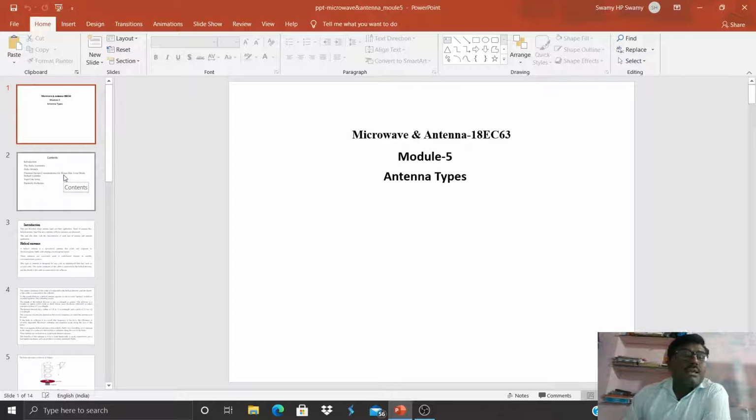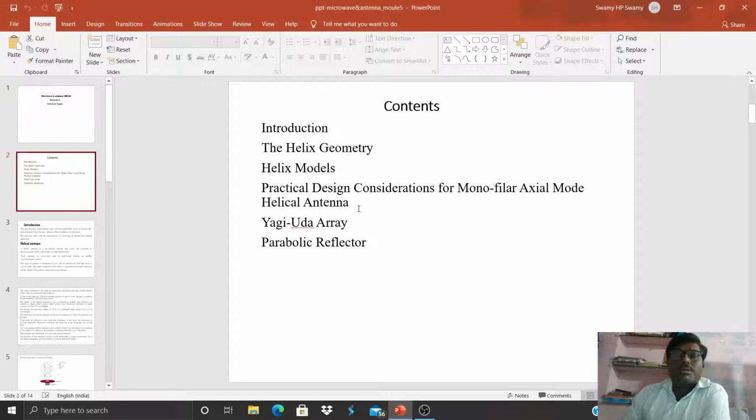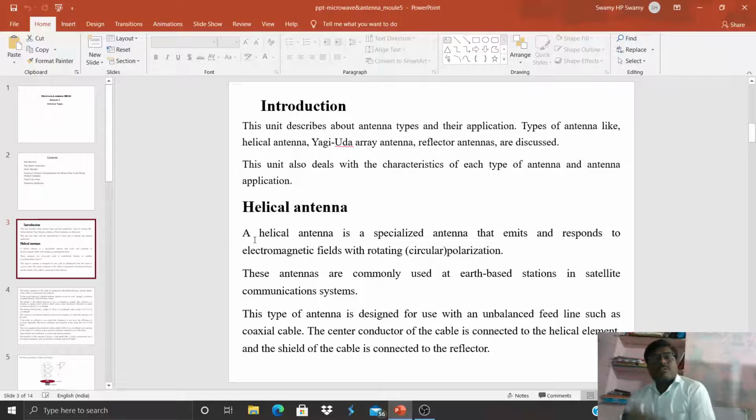In this antenna types main topic, you have the contents: introduction, helix geometry, helix modes, practical design consideration for monofilar axial mode helical antenna, Yagi-Uda array, and parabolic reflectors. Now I would like to start from the introduction of antenna types.